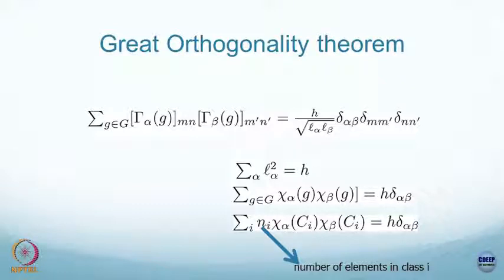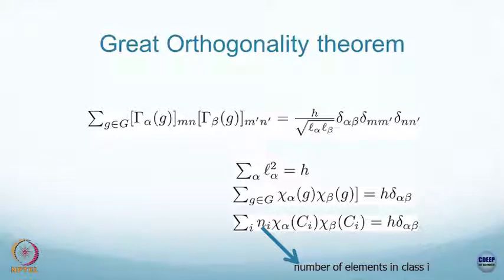it will satisfy this relation that it will be orthogonal. Alpha and beta, if they are not the same, you get 0. If alpha and beta are the same, you also require the same elements, m should be m prime, n should be n prime, and then you have a factor which is h divided by the dimensions of those irreps. L alpha is the dimension for the irrep alpha, L beta is the matrix dimension for irrep beta. Is this clear? So, this is something which I do not want you to memorize, you can put it in your formula sheet, everything you can put in the formula sheet, you do not need to memorize.